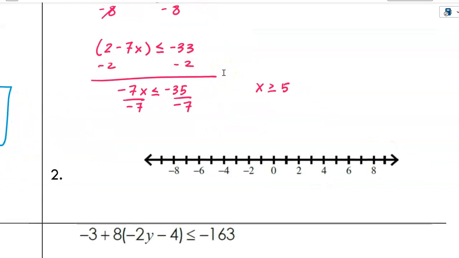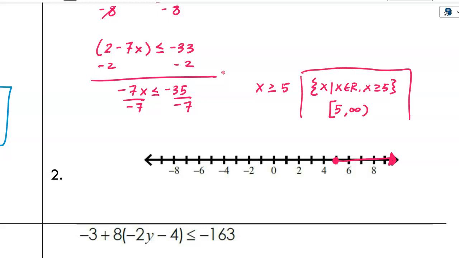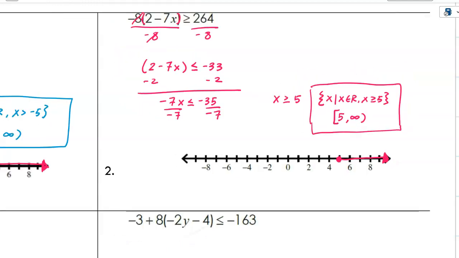You can go ahead and graph that. Equals 5, so it's going to be a closed circle. There you go. In set builder notation, x such that x is an element of real numbers, x is greater than or equal to 5. In interval notation, we're going to start at 5. It includes 5, putting that bracket, and a parenthesis to infinity. Okay? Good job, guys.